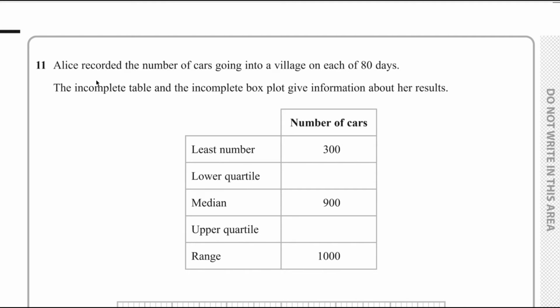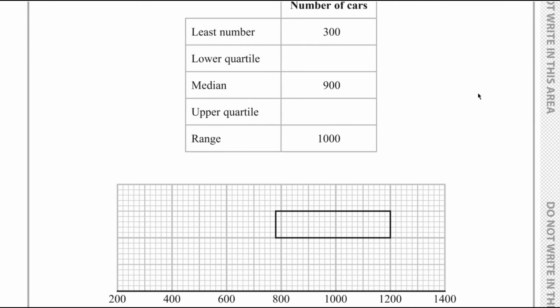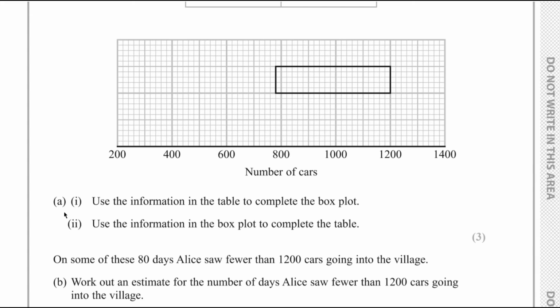Question number 11. Alice recorded the number of cars going into a village on each of 80 days. The incomplete table and the incomplete box plot give information about her results. And that's what we see here. Part A, for the first part, use the information in the table to complete the box plot. And then use the information in the box plot to complete the table.